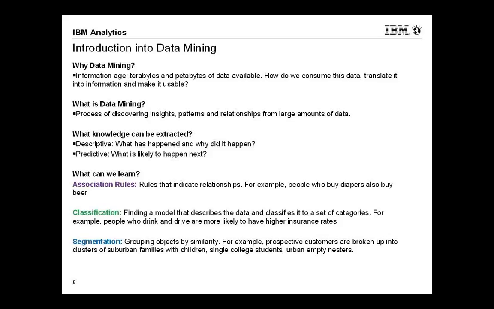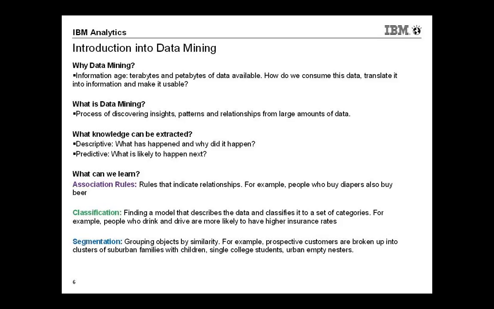Then there's classification, which is finding a model that describes the data and classifies it into a set of categories. So, for example, you have data on drivers with their demographic information, their driving habits, etc., and with past information of whether they did drink and drive or not. With this information, we can identify what properties make a person more likely to drink and drive. And if we look at a new person who we haven't seen before, is this person going to be likely to drink and drive or not?